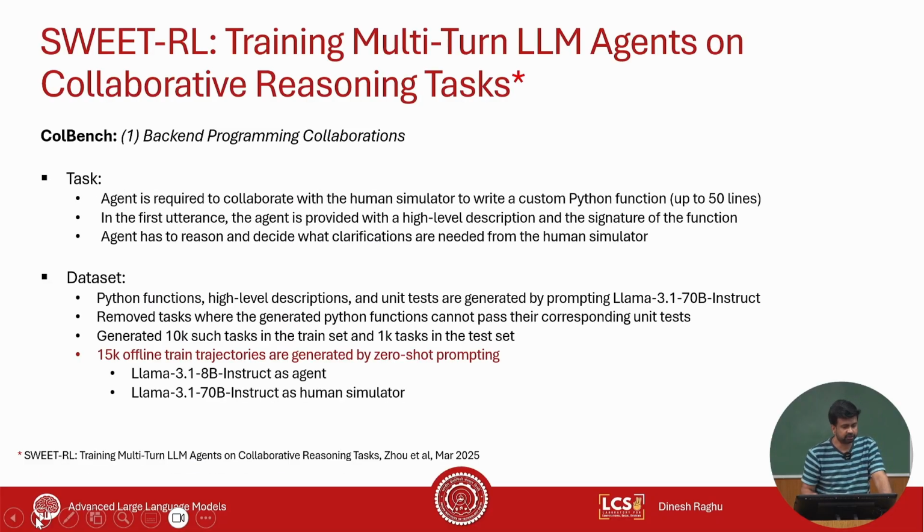So now let's look at CollabBench. CollabBench, like I said, has two tasks. One is backend programming. Here the agent is required to collaborate with a human simulator to write a Python function. What is provided first is a very high-level description of what is needed, without dwelling into a lot of detail. So they deliberately make it underspecified, right? You tell what you want, but you don't tell the full details of what is needed, and you also give some function header signature, which is the name of the function and what arguments it takes as input, right?